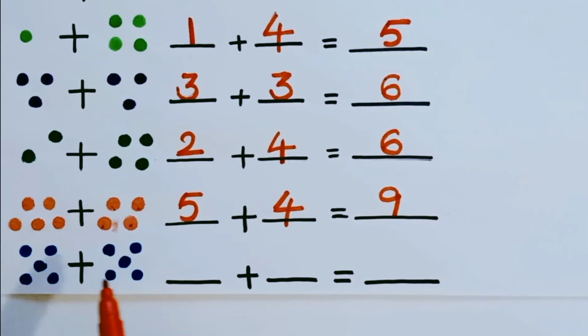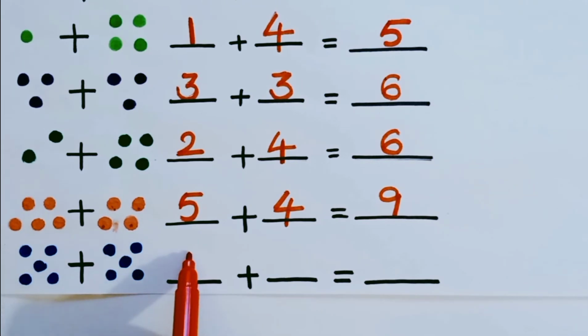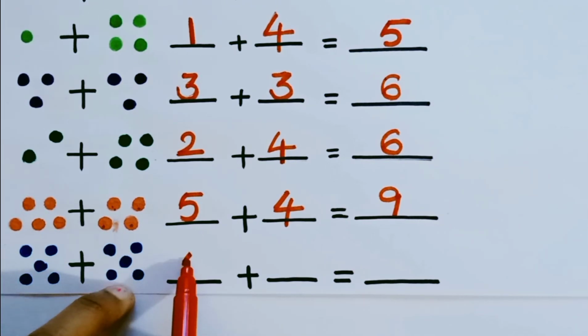Now look at here, children. Here also we need to find out the two addends present and we need to find out the sum of these two addends. Now look at here, children. How many circles are there? Let us count the number of circles here. 1, 2, 3, 4, 5. So what is the first addend? It is 5.